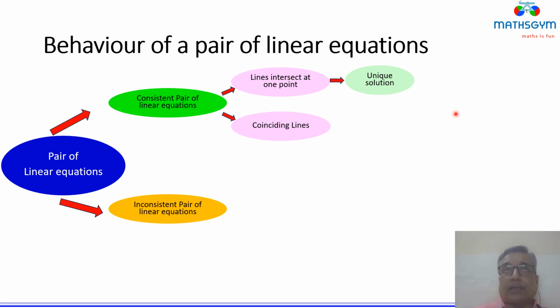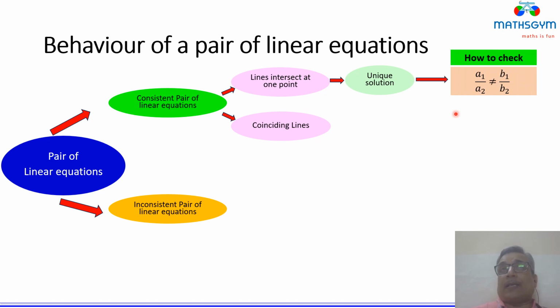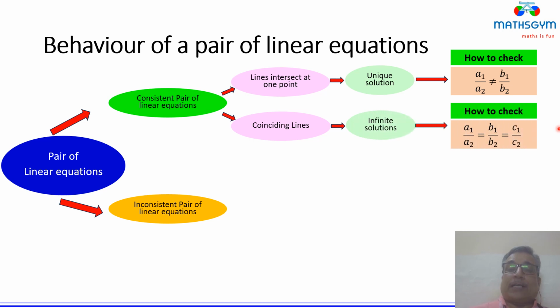How do you check whether it is a unique solution if you are given two equations? You would check by getting the ratios a1 by a2 and b1 by b2, and they should not be equal. So a1 by a2 should not be equal to b1 by b2. For coinciding lines which have infinite solutions, you will check that a1 by a2 equals b1 by b2 equals c1 by c2.